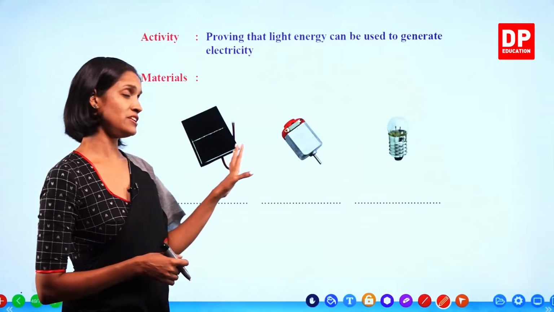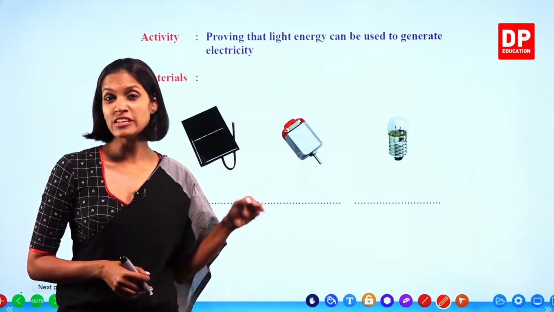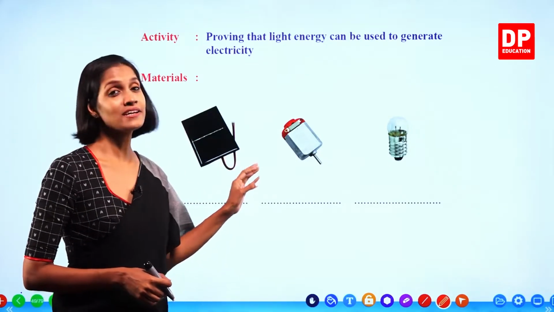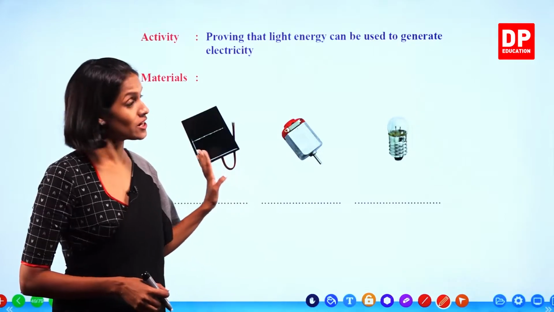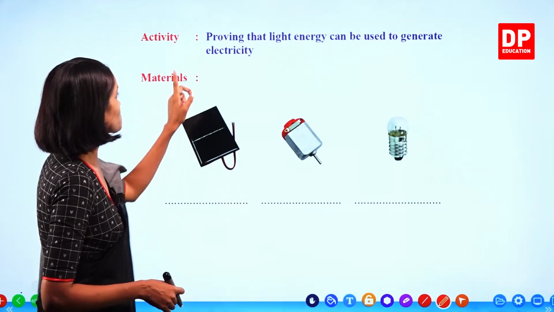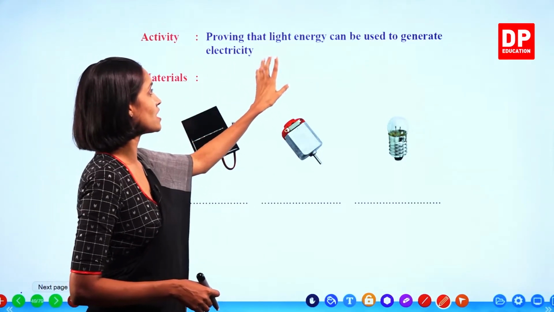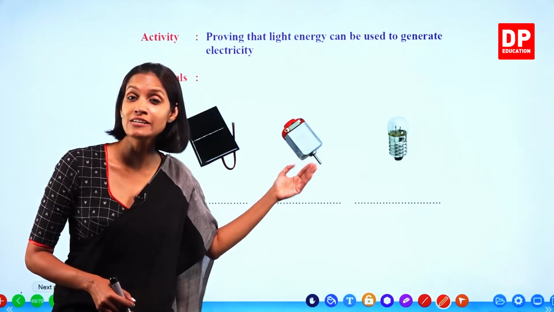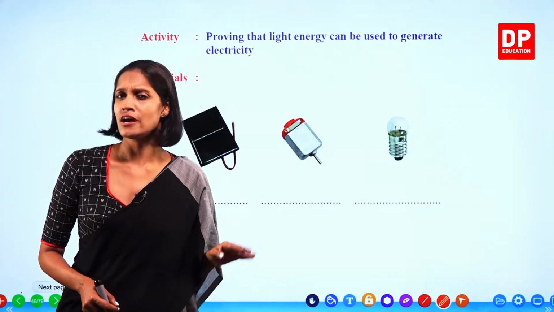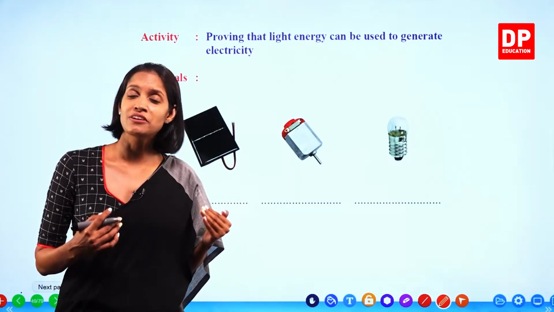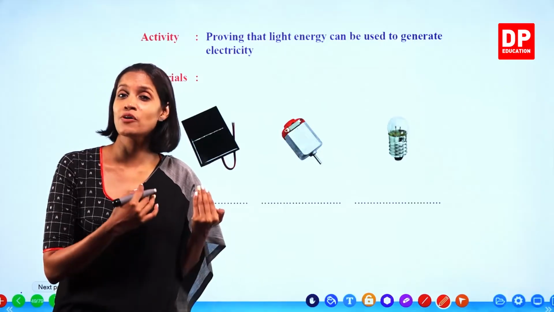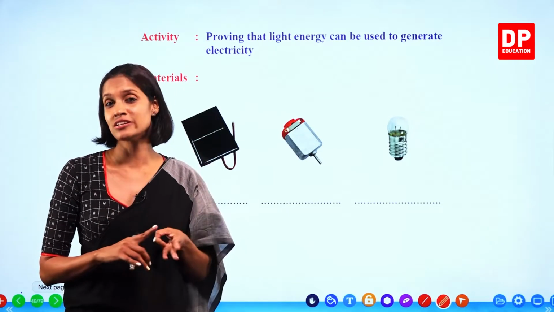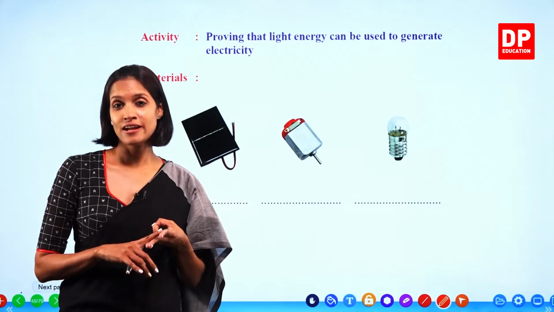Now this activity we have done even before during the electricity lesson. So when we do the activity, you will realize that we have done this before too, right? The activity is proving that light energy can be used to generate electricity. I hope you all remember when we were discussing generating electricity, we learned that there are 3 main methods of generating electricity. Right, children?